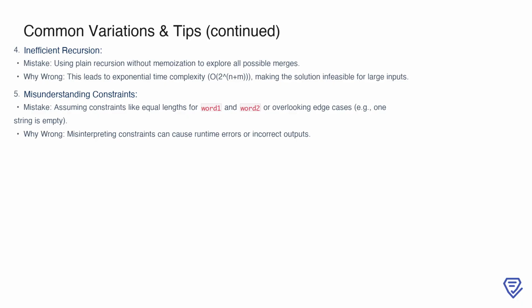Additionally, misunderstanding the problem constraints is a common issue. Some assume that word 1 and word 2 must be of equal length or fail to consider edge cases like one string being empty. Misinterpreting constraints can lead to runtime errors or incorrect outputs. Always review the problem statement carefully to ensure your solution accounts for all possible scenarios.